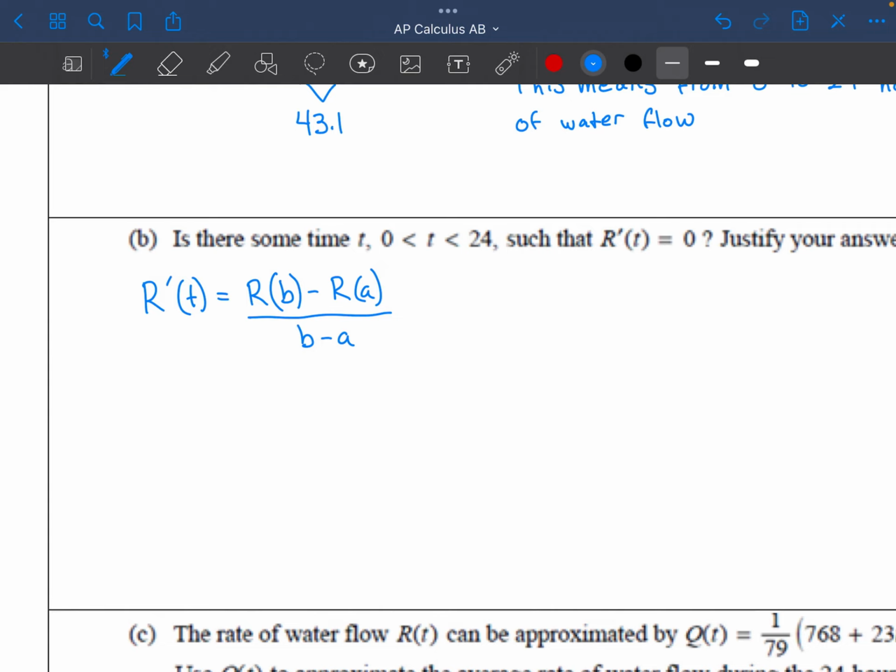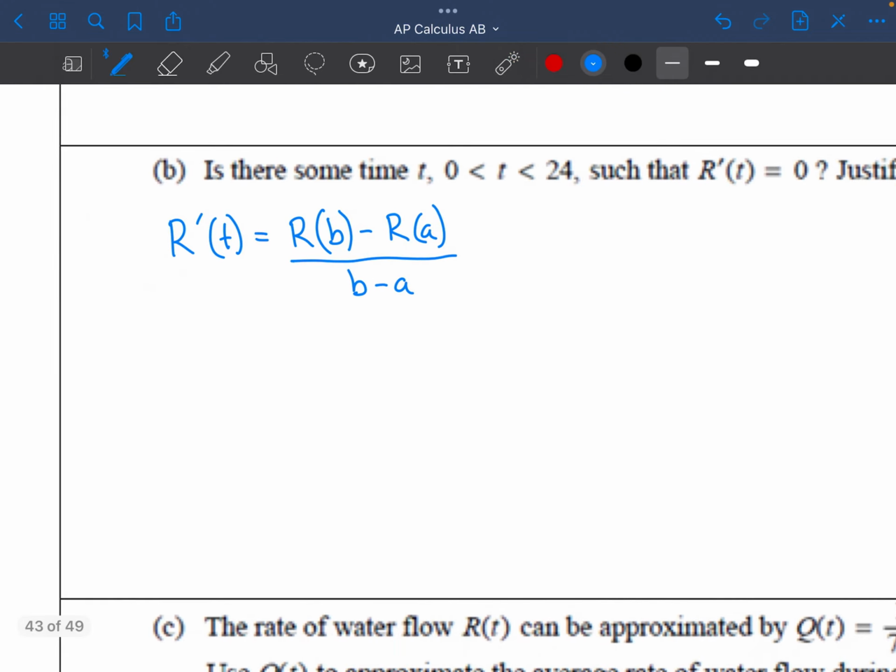And here's the cool thing. We want r prime of t to be 0. It says this r prime of t has to be 0. So I'm going to change this thing to 0, and I'm going to do a little bit of algebraic manipulation. I'm going to say, okay, 0 is equal to, just go ahead and rewrite all of this, r of b minus capital R of a all over b minus a.